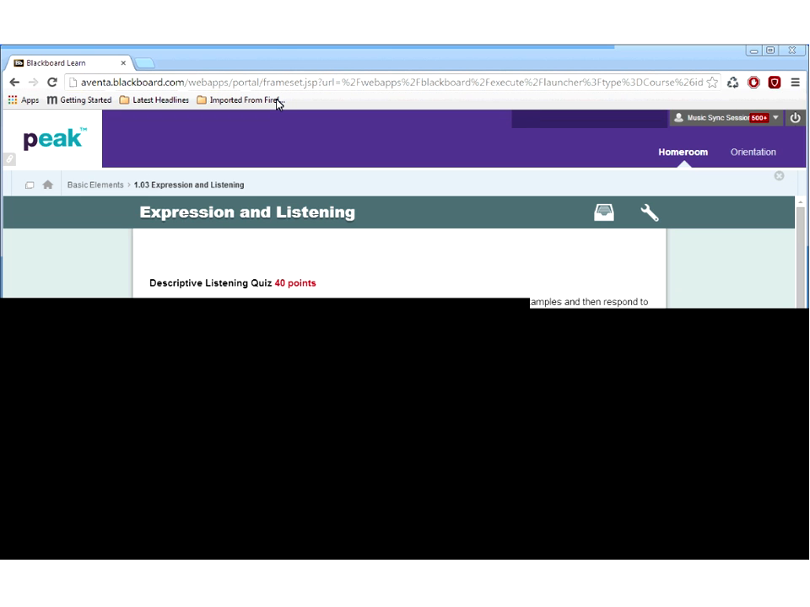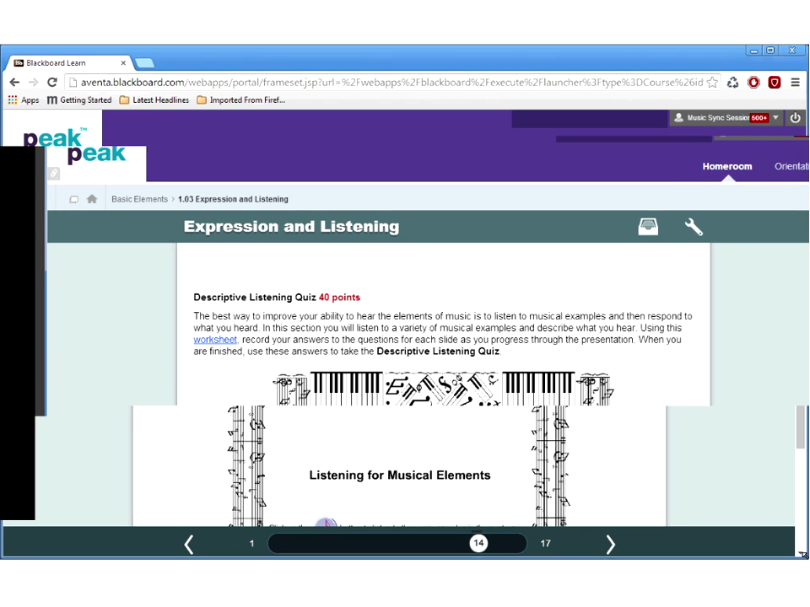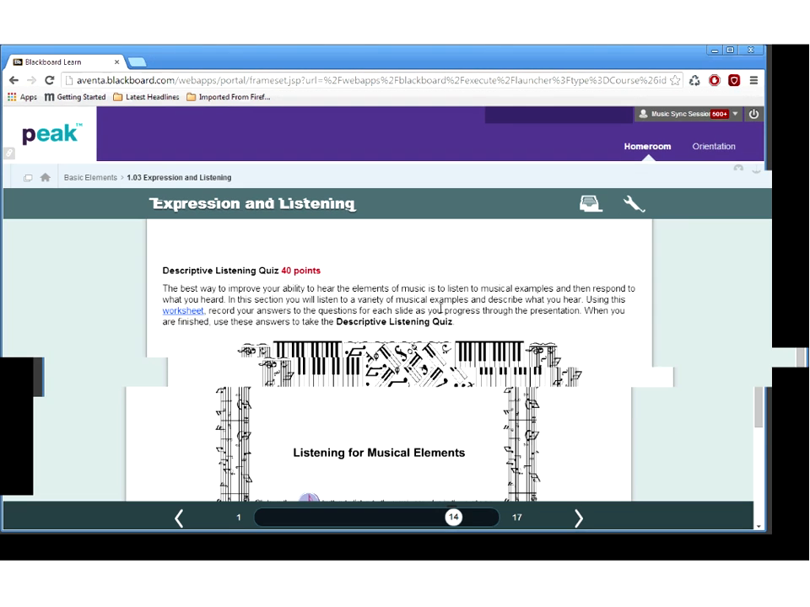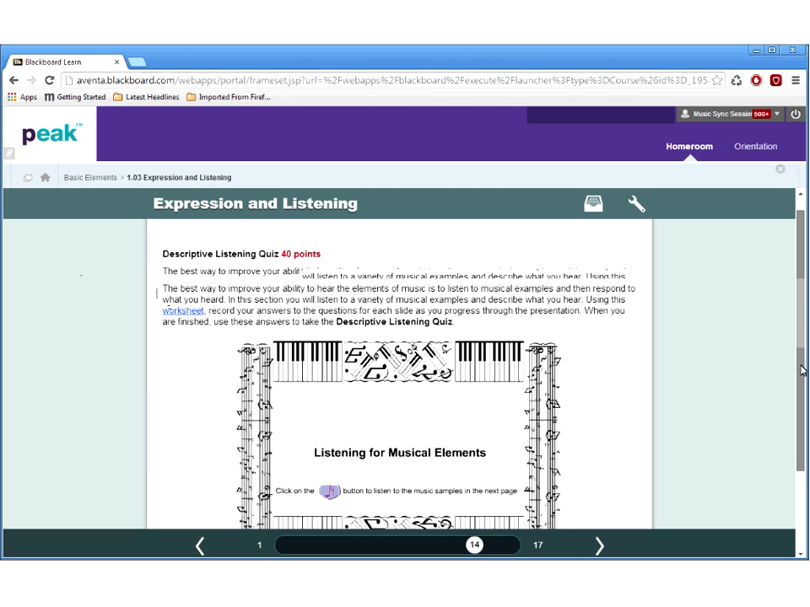We'll look in the online text so you can see what I'm referring to. Alrighty, so here you can see the descriptive listening quiz. This is where you would download the worksheet. You saw the worksheet in this PowerPoint. You also have a copy of the PowerPoint in the file transfer library. And here down below is where you hear the listening samples.